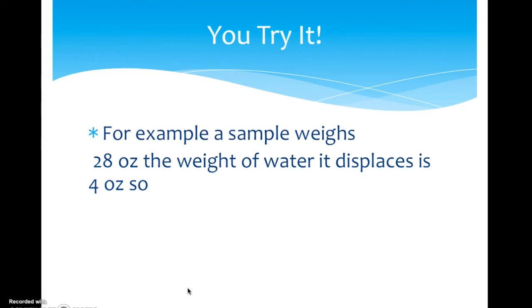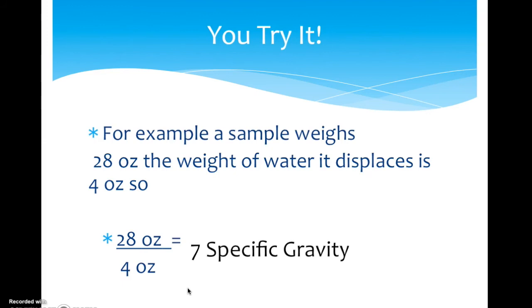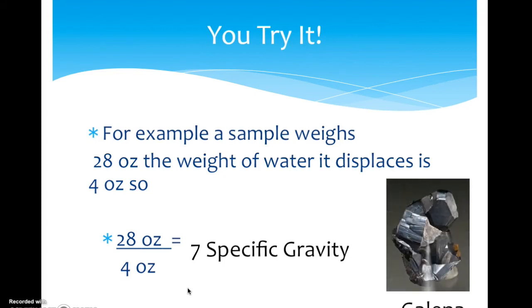Okay, let's take a look and see if you got it correct. We have 28 ounces divided by 4 ounces gives us a specific gravity of 7. And that means that our mineral is the mineral galena, which is actually the primary ore of lead.